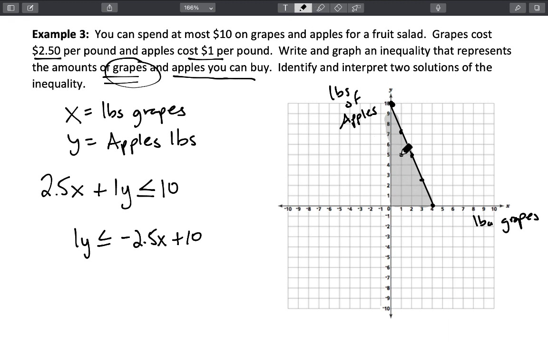combinations in that first quadrant, such as the combination of 1 pound of grapes and 5 pounds of apples, or 2 pounds of grapes and 1 pound of apples. It doesn't make sense to have anything over here in the negative-positive or the negative-negative or the positive-negative quadrant because you cannot buy negative pounds of grapes or apples.